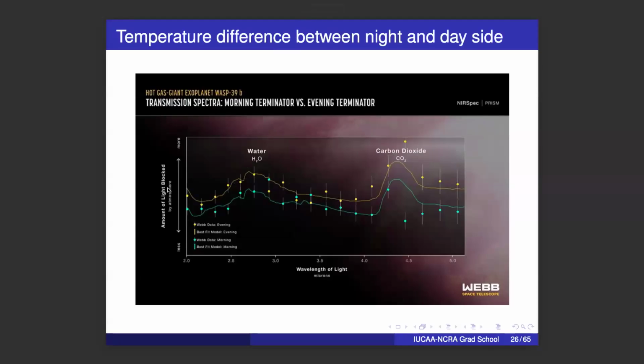So this thing has water, it has carbon dioxide. But the height of the peaks is different in the best-fit models for morning and evening. So morning is this curve and evening is this curve. So the amount of water vapor in the atmosphere seems to go up in the evening and it goes down in the morning. So quite a remarkable result from the best-fit models.